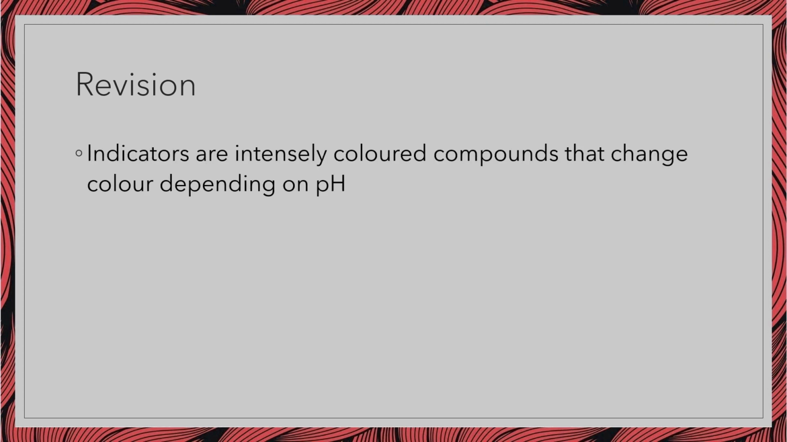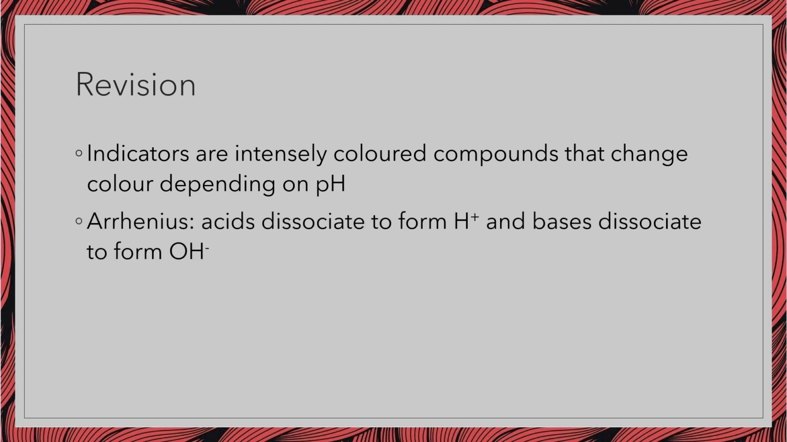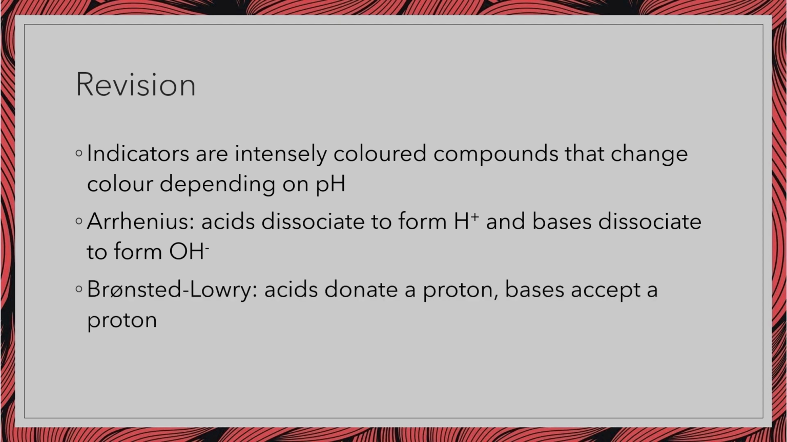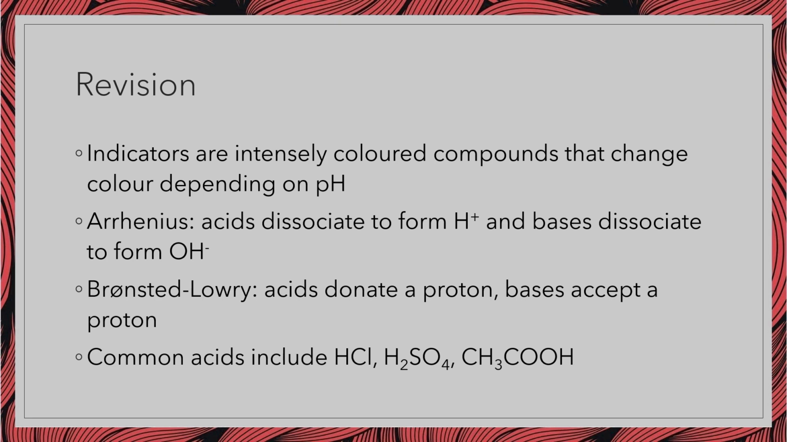Indicators are intensely colored compounds that change color depending on pH. Arrhenius acids dissociate to form H+, and bases dissociate to form OH-. Bronsted-Lowry acids donate a proton, and Bronsted-Lowry bases accept a proton. Common acids include hydrochloric acid, so HCl, sulfuric acid, which is H2SO4, and acetic acid, which is CH3COOH.